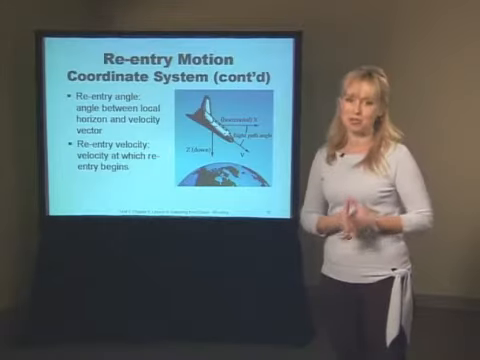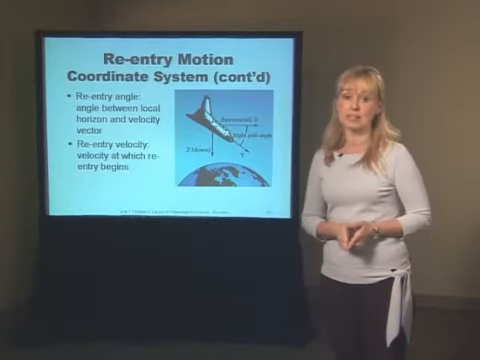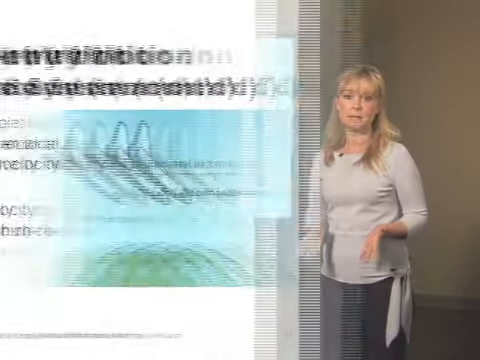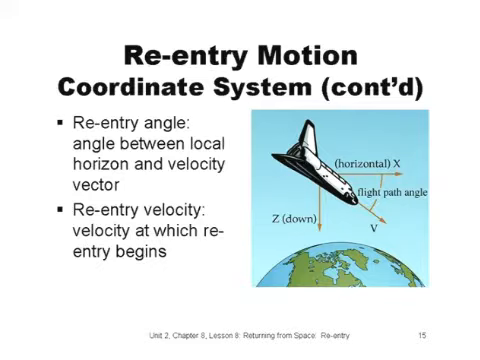That's a lot of information to throw at you, so follow along with this diagram as we restate the concepts. The re-entry flight path angle is the angle between the local horizontal labeled x and the velocity vector labeled v. Vectors are quantities that have both a magnitude and a direction. A re-entry flight path angle below the horizon is negative and means the vehicle is diving toward the ground. A re-entry flight path angle above the horizon, or climbing, is positive. Re-entry vehicles almost never have a positive re-entry angle.